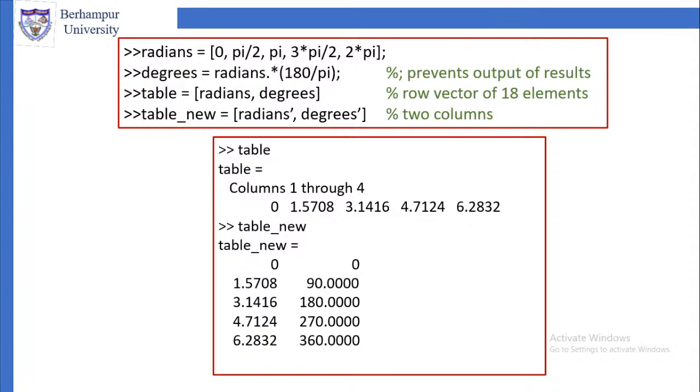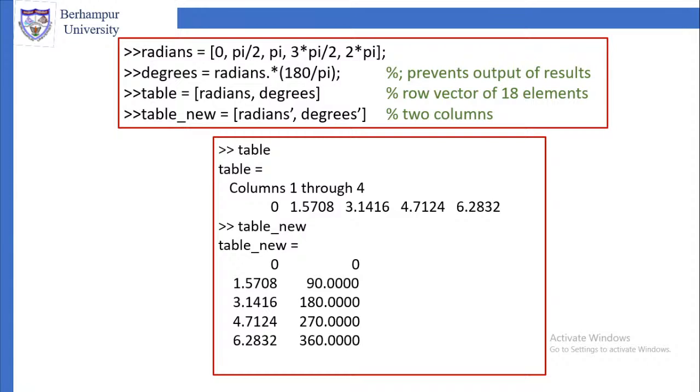And now let me give you another example of this indexing and these errors that we saw, dot multiplication, indexing, everything. Here radians is equal to 0, pi by 2, pi, 3 pi by 2 and 2 pi. So radians will have 1, 2, 3, 4, 5 elements.